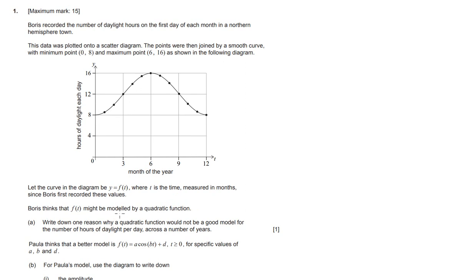Boris thinks that f of t might be modeled by a quadratic function. A, write down one reason why a quadratic function would not be a good model for the number of hours of daylight per day across a number of years.